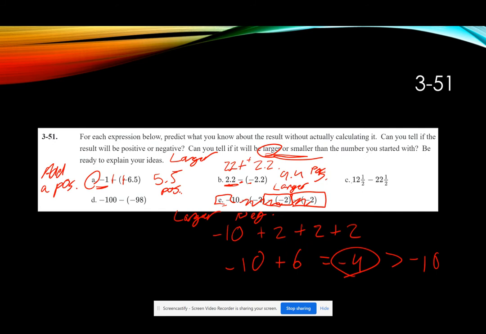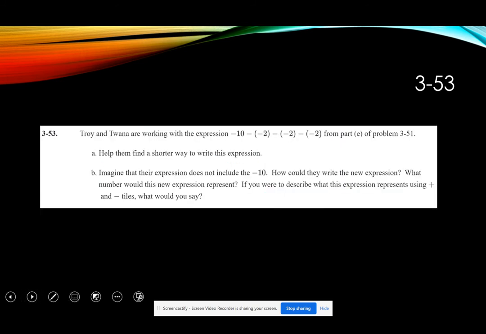All right, so now you guys are going to complete C and D on your own. 53, Troy and Twana are working with the expression -10 minus -2 minus -2 minus -2. So just like the problem we looked at. First off, help them find a shorter way to write this expression. Well, we said they could write it as -10 plus 6 if we want to write it as an addition statement, right? Because these negatives turn into adding positives.